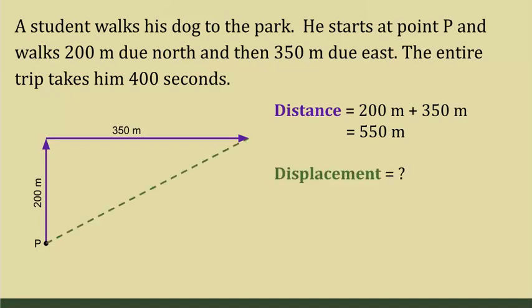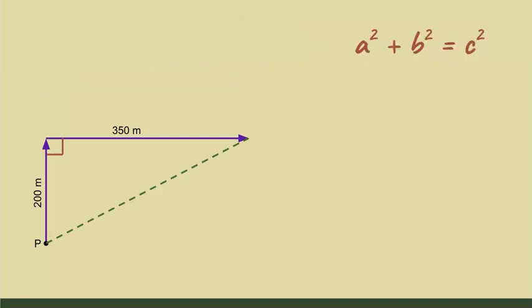But we're supposed to look for displacement, which I have highlighted in the green dotted line. The important thing to see here is that this is a right triangle, and that means we can use the Pythagorean theorem, the formula a squared plus b squared equals c squared. I have A, B, and C labeled on my diagram. I have A labeled as the 200 meter side, and B labeled as the 350 meter side. Those two are interchangeable. That doesn't matter. What matters is that C is always the hypotenuse, or the longest side of the triangle, and in physics class, we're now calling that the displacement for a problem like this.